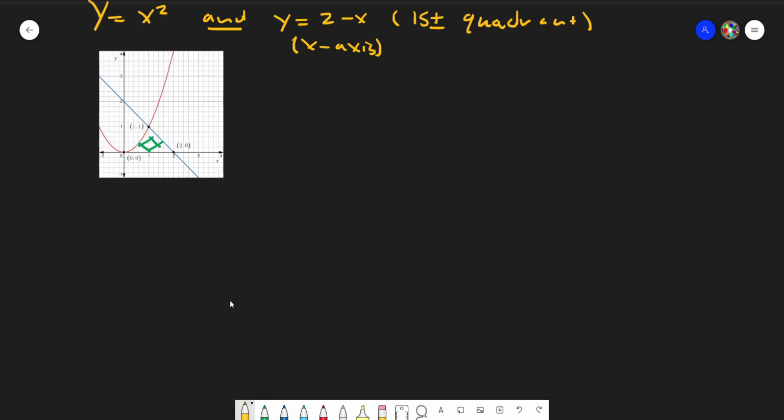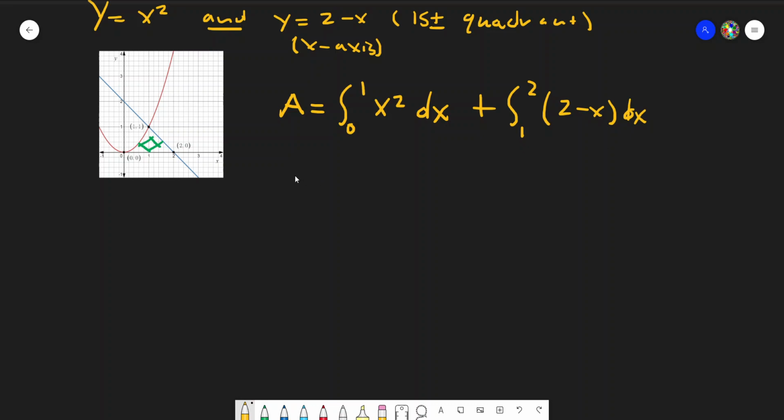So what would you do to find the area? Well, in terms of dx, the area is going to be equal to the integral from 0 to 1 of x squared dx, plus the integral from 1 to 2 of 2 minus x dx. That's telling you that you're using basically just two integrals.